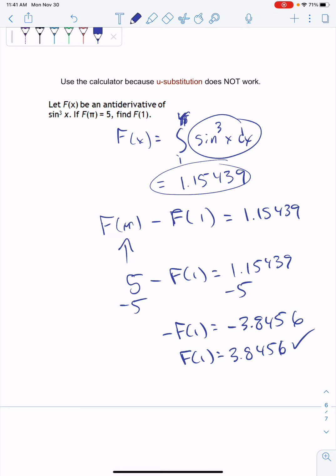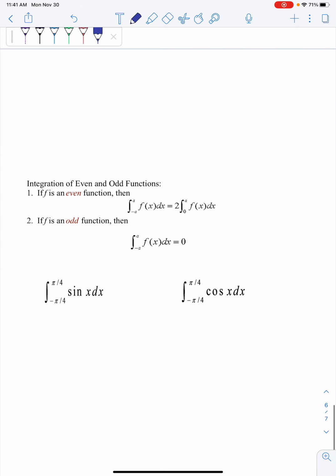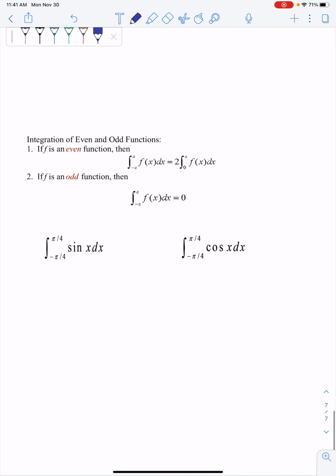So a lot of times you use this U substitution and these integrals not to actually find the integral itself, but because you know the fundamental theorem of calculus, because right here I can say by the fundamental theorem of calculus, the integral is equal to big F of pi minus big F of 1. So I can use that to solve for other values. Now, integrating even and odd functions.